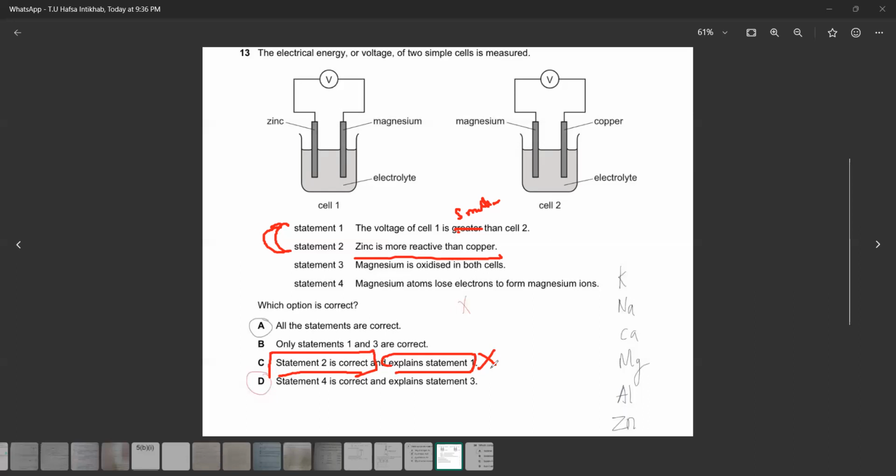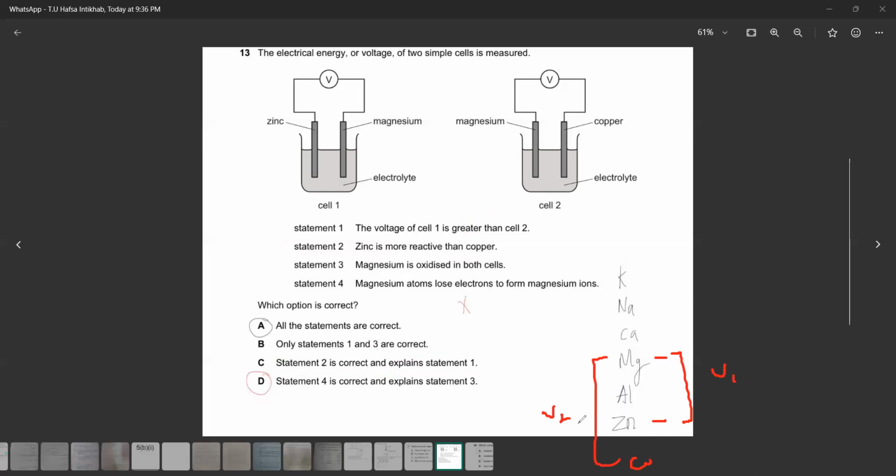Statement one states that cell one is having a greater voltage, but cell one cannot have a greater voltage. It should have a smaller voltage because of the difference in reactivity. If you check the difference in reactivity between magnesium and zinc, it is a smaller difference as compared to magnesium and copper. So the voltage here will be smaller, and the voltage between magnesium and copper should be higher.